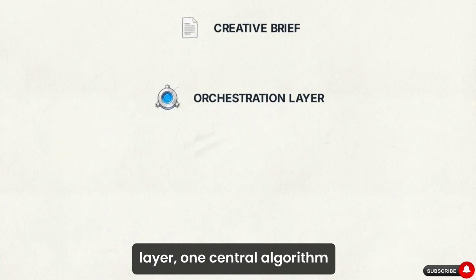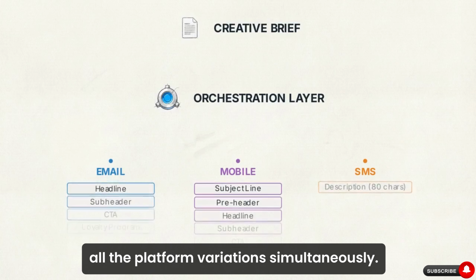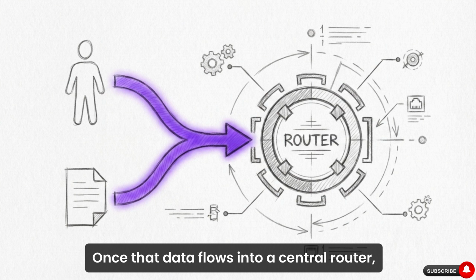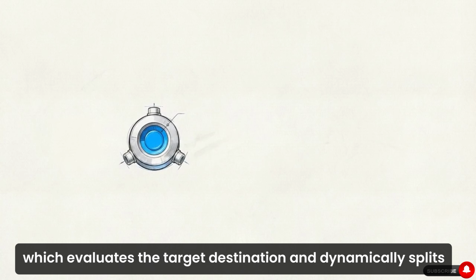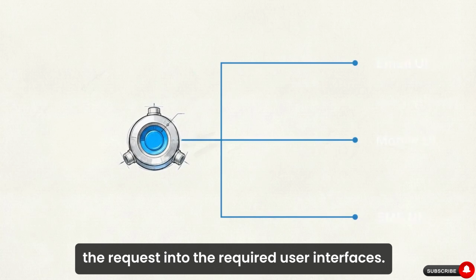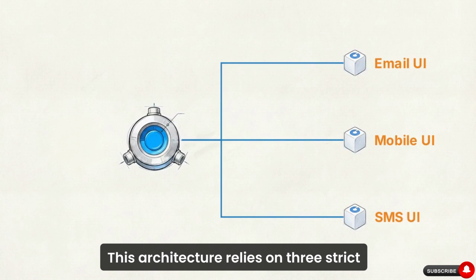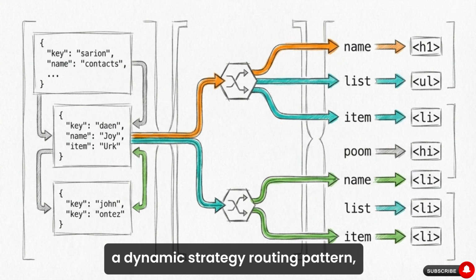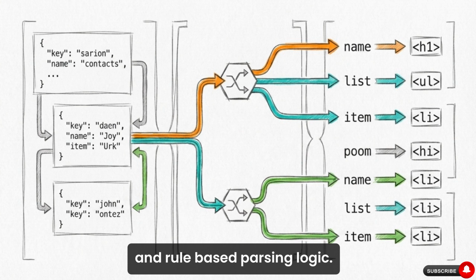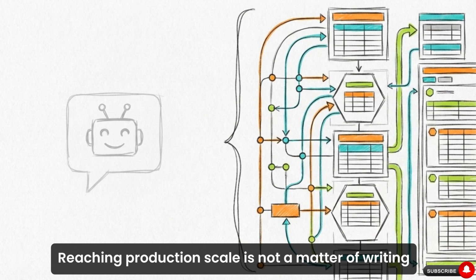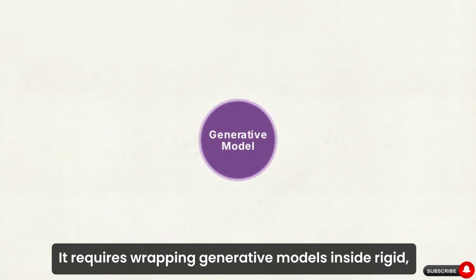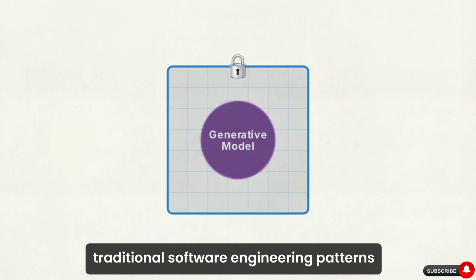The solution is a unified orchestration layer, one central algorithm that processes the brief and handles all the platform variations simultaneously. The user provides the raw product data once. That data flows into a central router, which evaluates the target destination and dynamically splits the request into the required user interfaces. This architecture relies on 3 strict software pillars: rigid pydantic data schemas, a dynamic strategy routing pattern, and rule-based parsing logic. Reaching production scale is not a matter of writing clever conversational instructions to a chatbot. It requires wrapping generative models inside rigid, traditional software engineering patterns.